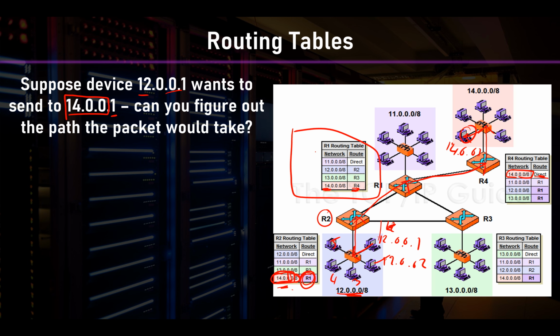Again, routers are going to have a routing table stored in their memory. And basically the routing table is going to contain the network ranges.